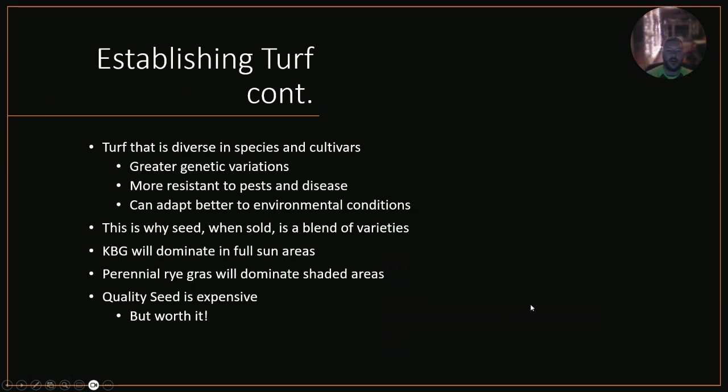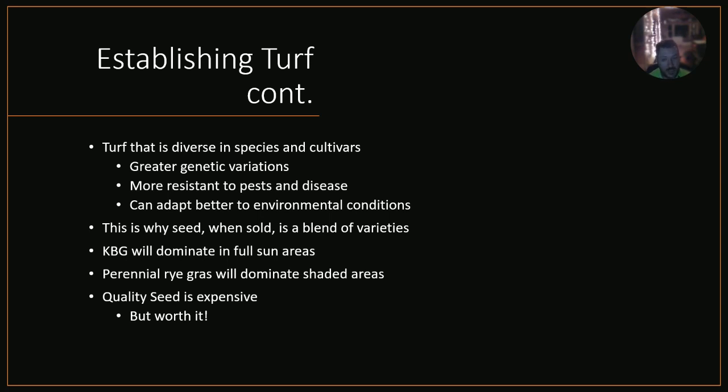A turf that is diverse in species and cultivars is generally going to be less susceptible to pests and diseases. Just like anything, right? If you have a diverse forest, a diverse garden, you're not going to have too many issues. And that's because there's greater genetics. There's a lot more genetics in that area. It's going to have a better biome, more microbes. There's going to be a whole web of things that are good. And when you have more species, it can adapt better to environmental conditions.